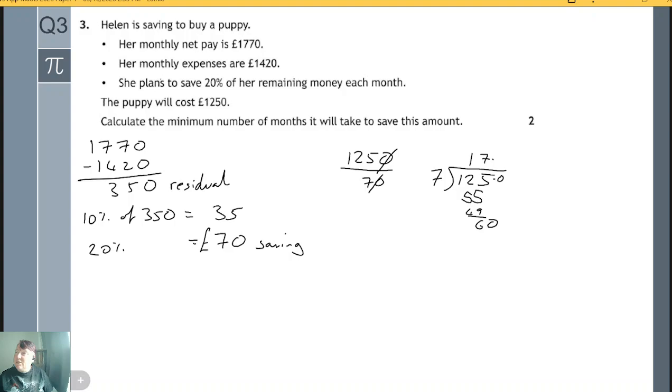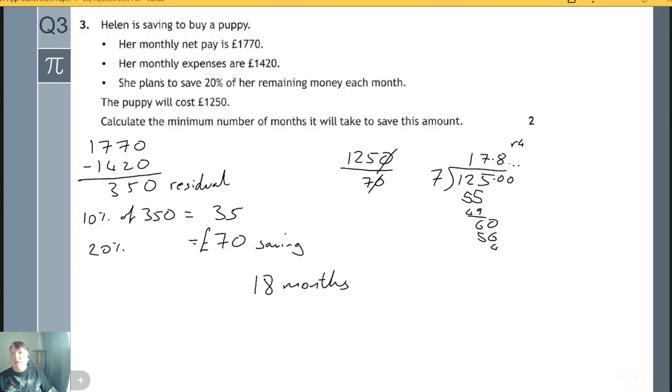7 goes into 68 times, which is 56. And then I've got 4 left, and in decimals here, I don't really care. So I know it goes on. I'm going to put remainder 4 there. Right, so we know it's going to take our 17.8 and a bit months, so the minimum number of months it's going to take her to save that is 18 months.